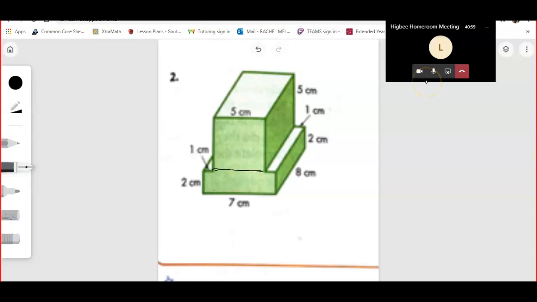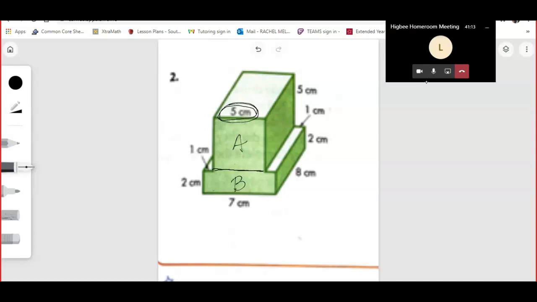All right, so let's use what they did before. Let's call this A and B. Okay? So looking at A, what do you think that length is? 5? I would agree right here. That's my length. Okay? What's my width?